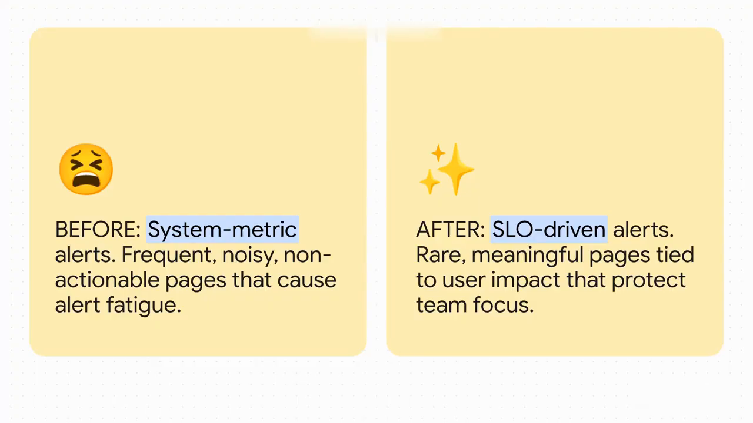You go from this world of constant, non-actionable pages tied to abstract system metrics to a world where alerts are rare. But when an alert does fire, everybody on the team knows it's because our promise to the user is at risk. It's meaningful, it's actionable, and it protects your team's most valuable resources, their time and their focus.